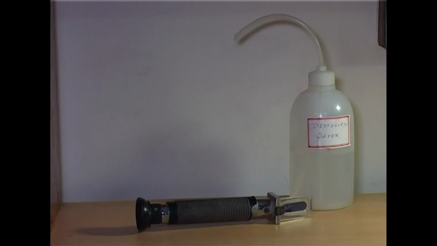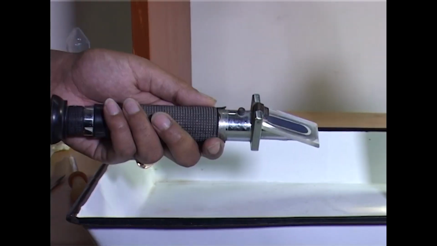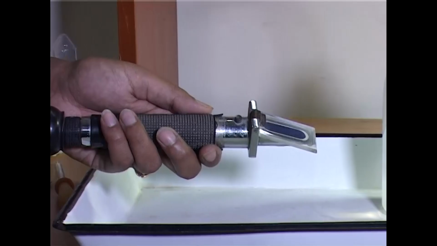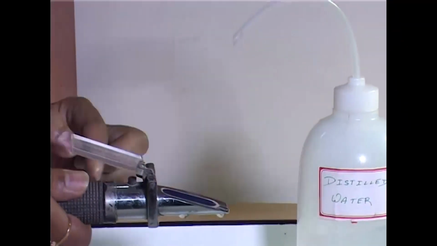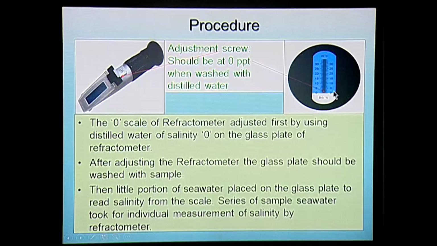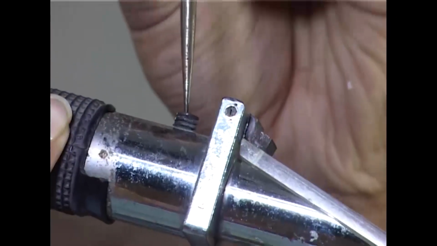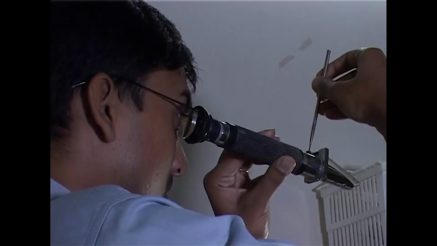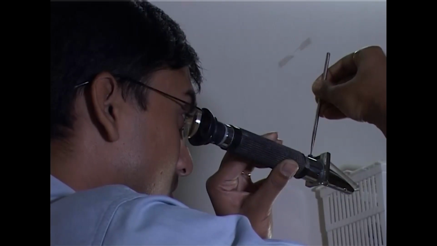Refractometer, distilled water, tissue paper, and the sample. This is a refractometer. For calibration of the instrument, we use distilled water. Distilled water should give a 0 reading. Over here, it should show 0 ppt. We have to wash it with distilled water until the 0 reading comes. Otherwise, there is this calibrating screw over here, which you can see. Adjust it to get this 0 reading. Now your refractometer is ready to measure the sample.